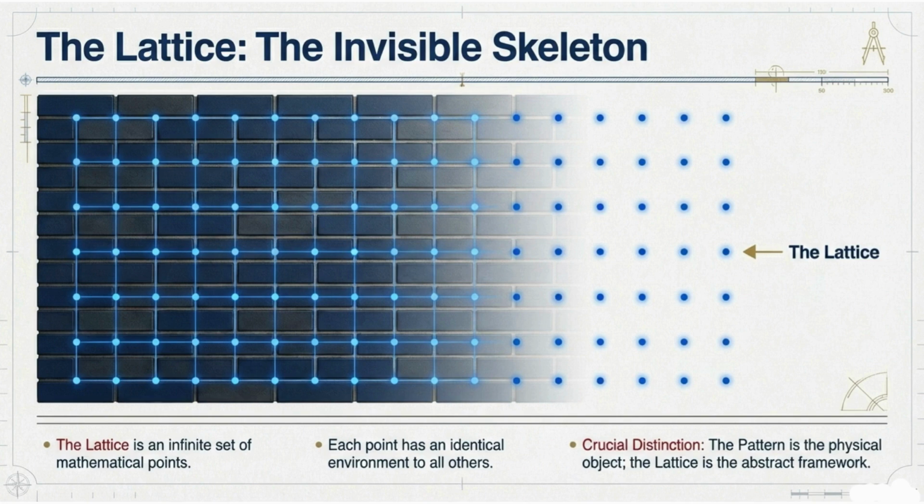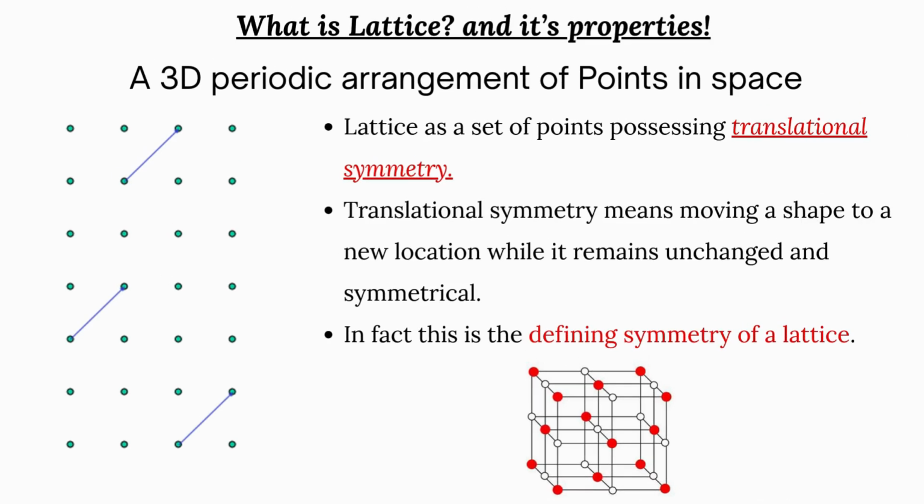Here is the crucial distinction: the pattern is a physical object, whereas a lattice is an abstract framework. We should understand this concept because it helps to understand the crystal system. We will discuss in detail how the lattice gives an important parameter in understanding the crystal system. Further, we will discuss what a lattice is and its properties.